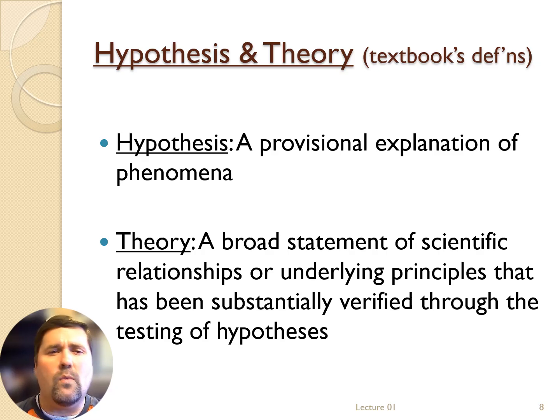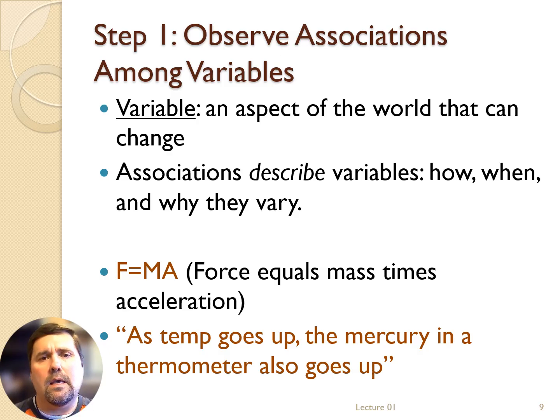To see why, we need to go back and look at the scientific method in a slightly different, more technical way. In the first step of the scientific method, the scientist observes the world and notices certain changes. These are variables, things that are able to vary. And when you observe variables changing, you see that they change with one another. Force equals mass times acceleration, or as temperature goes up, the height of mercury in a thermometer also goes up. These are associations. Associations among variables describe the observable world. So the first step in the scientific method is to describe associations among variables. That is, you collect data.